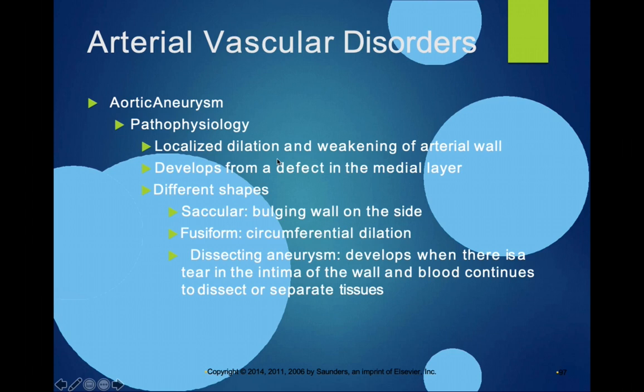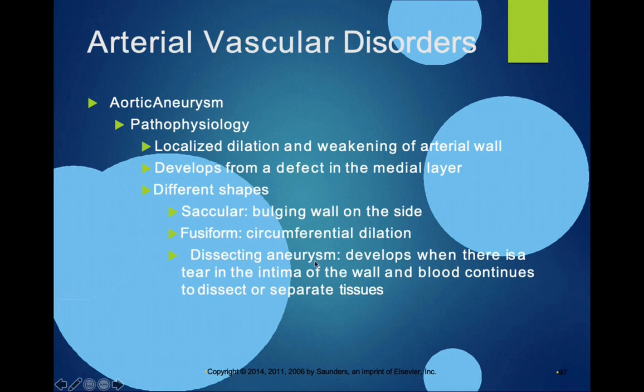Aortic aneurysm. This is when you have the dilation and weakening of the arterial wall, and this can happen from a defect in the muscular layer or the tunica musculosa. There could be saccular bulges, fusiform bulges, or dissecting aneurysm. I'll show you what the saccular looks like. That's just the bulging on the wall on the side, whereas a fusiform is circumferential dilation all the way around.